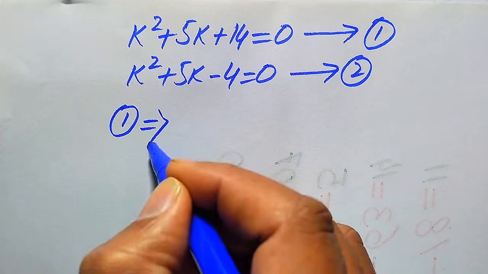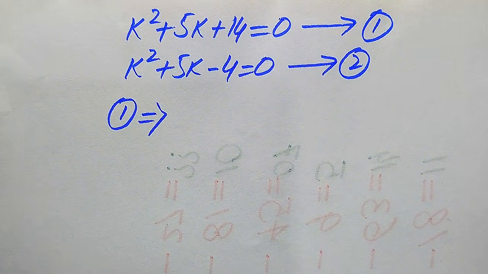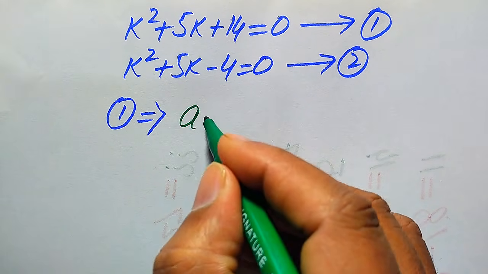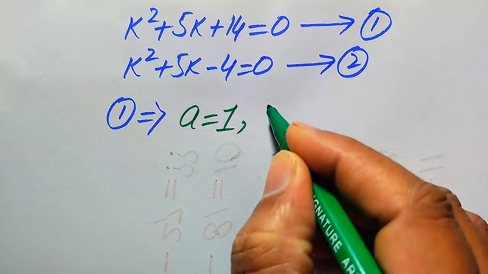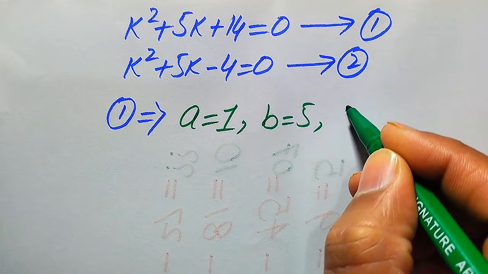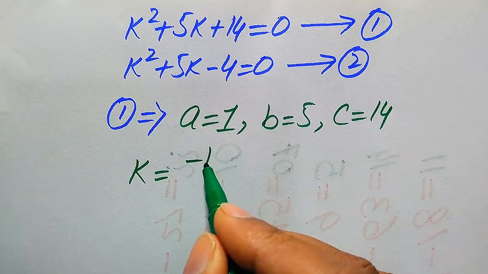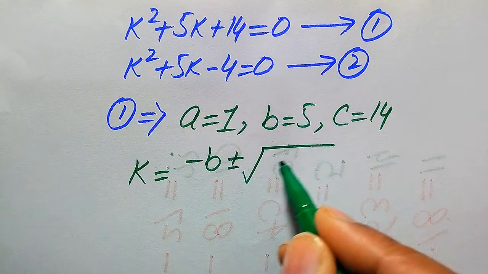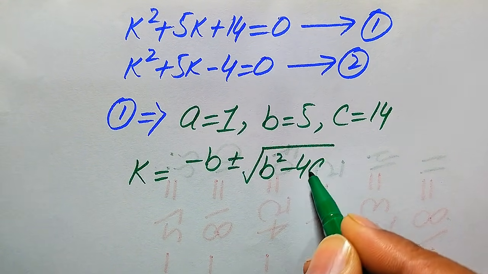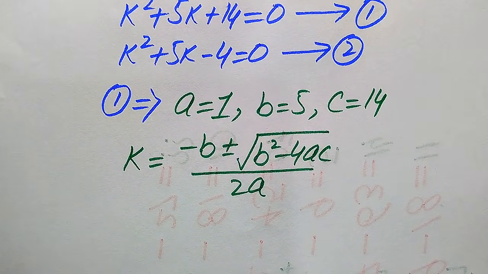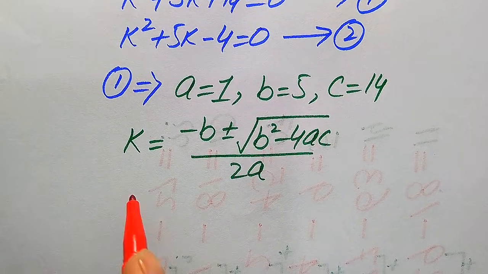So for equation number 1, we apply the quadratic formula to solve this quadratic equation. First we write the coefficients of this equation number 1. We have a equals 1, b equals 5, and c equals 14, and we state the quadratic formula as k equals minus b plus minus square root of b square minus 4ac, divided by 2a. So this is our quadratic formula.